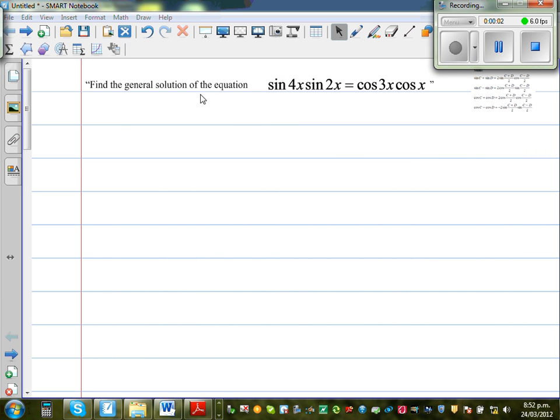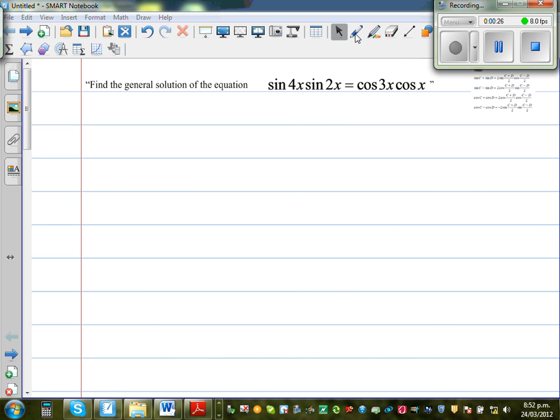Find the general solution of the equation sin 4x times sin 2x is equal to cos 3x times cos x. Okay, now when you have a trig equation like this, you can expect to have multiple solutions. So let's see how we can go about it.